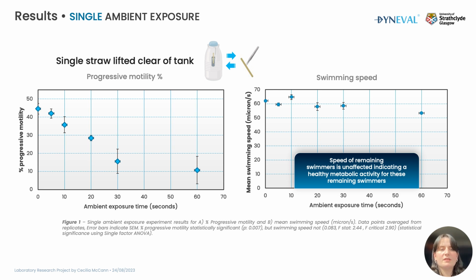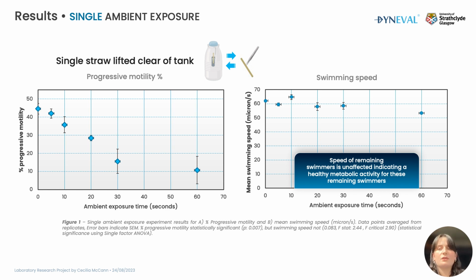What was very clear was there was a significant negative correlation between percentage progressive motility and ambient exposure. As you increase the duration of ambient exposure, there was almost a linear relationship with progressive motility going down. Even a 10-second single ambient exposure, which is obviously pretty brief, still had an 11.71% mean reduction from the control progressive motility. Whereas when you compare this with the swimming speed, the swimming speed wasn't really as impacted between the conditions.